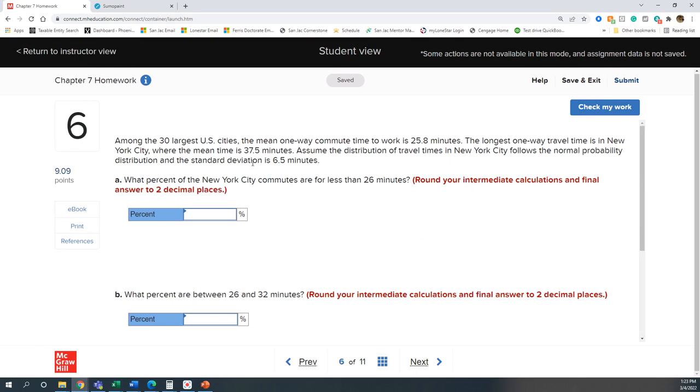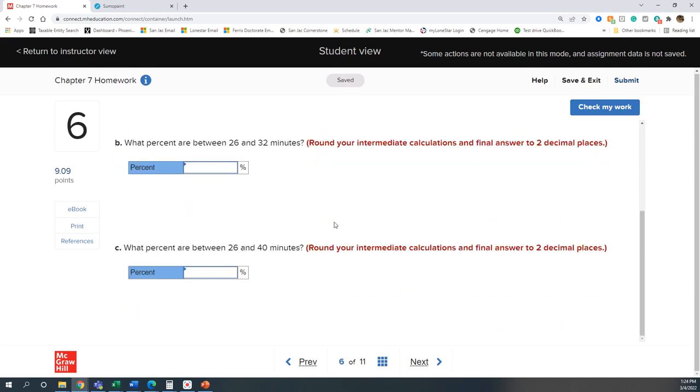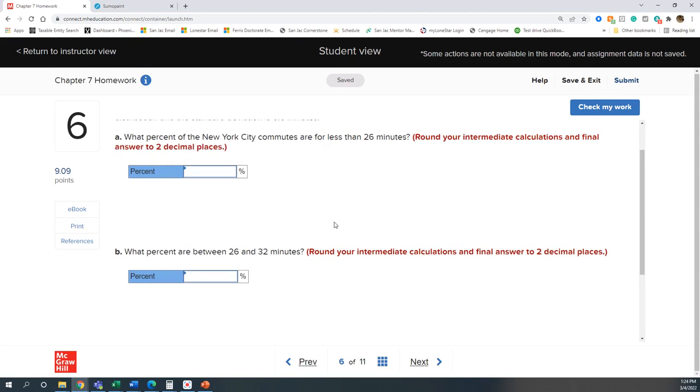Since our only standard deviation is in New York City, and that's the normal probability that we're using, this number right here is just there to kind of mess with you, okay? Do not use the 25.8 minutes. That's the 30 largest U.S. cities. All we care about is New York City, because that's what's following the normal probability distribution, and that's what has the standard deviation. So whatever New York City's mean time is, that's the one you're going to use in this problem. Then you're just going to be solving it just like we did question 5. Find the z number, and then solve for these in-betweens.